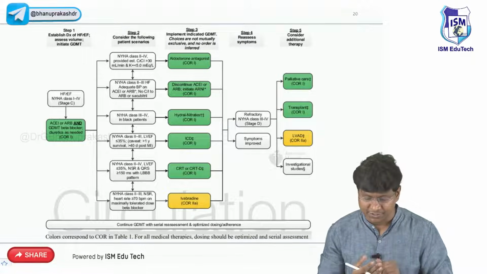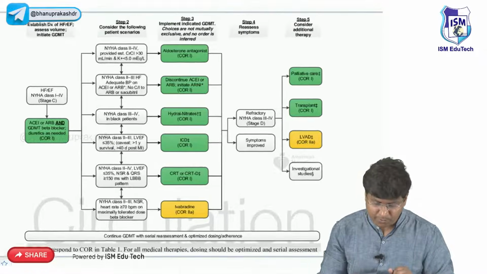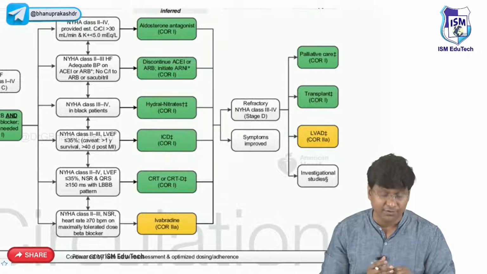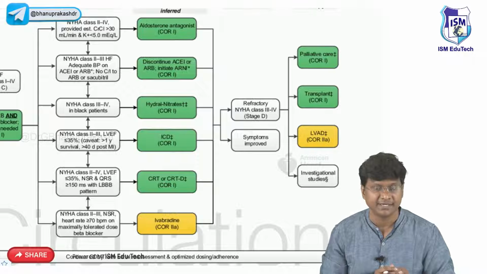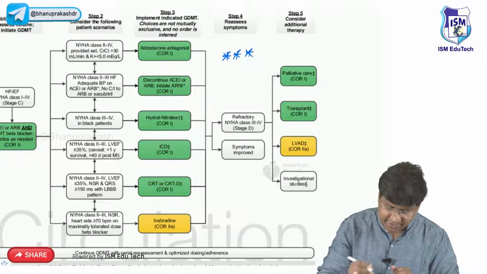The other intervention which can be done is the ICD. Now, which group of individuals with heart failure will be requiring the implantable cardioverter defibrillator? So this is a very important flowchart, or very important table.